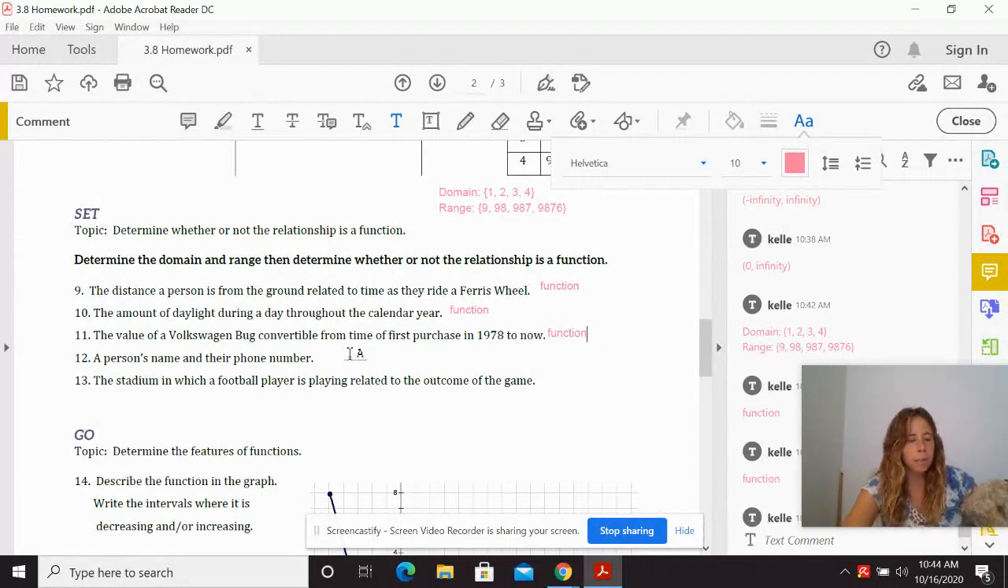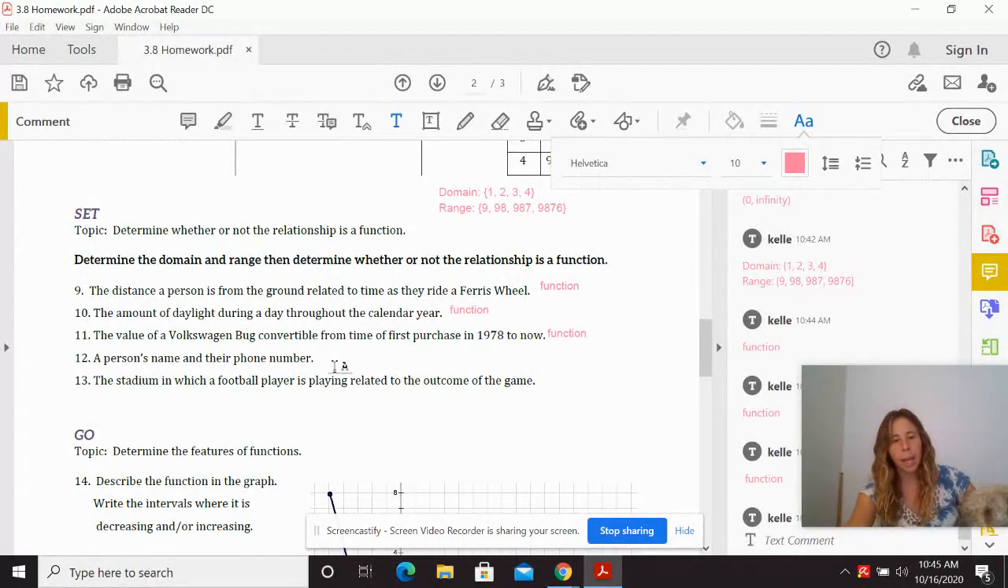A person's name and their phone number. It's a weird one. That is not a function. My name is Miss Bailey, but there are other people with that name that have a different phone number than I do, right? If your name is Matt, you have your own phone number, right? But then there are so many other Matts in the world that have different phone numbers than you.